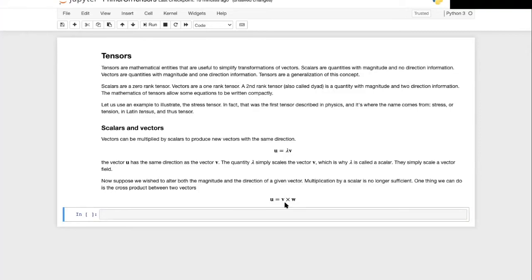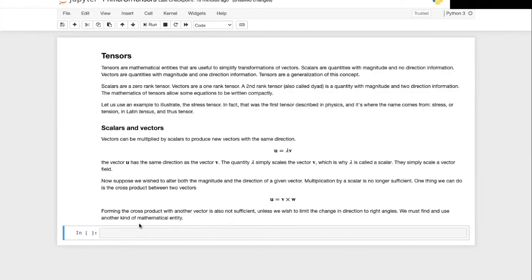But as we see, this is not general. It only produces a vector that is perpendicular to both v and w. So forming the cross product with another vector is also not sufficient, unless we wish to limit the change in direction to right angles only. We must find and use another kind of mathematical entity if we want, in a general way, to change both the magnitude and the direction of a vector.